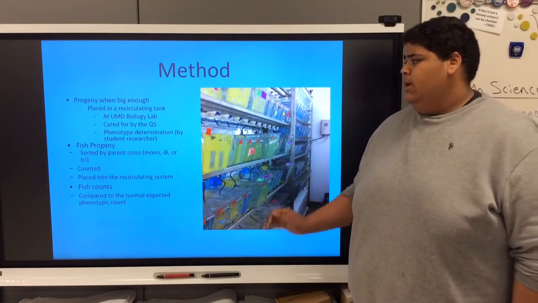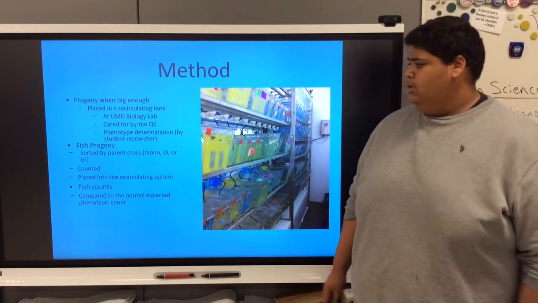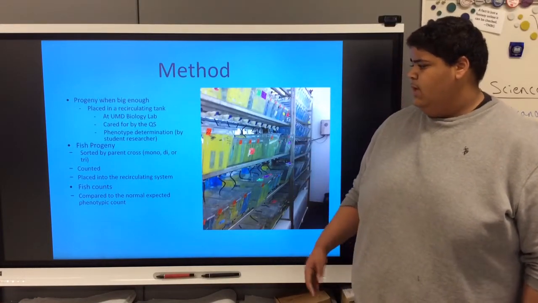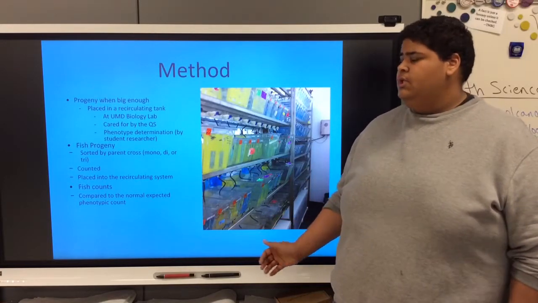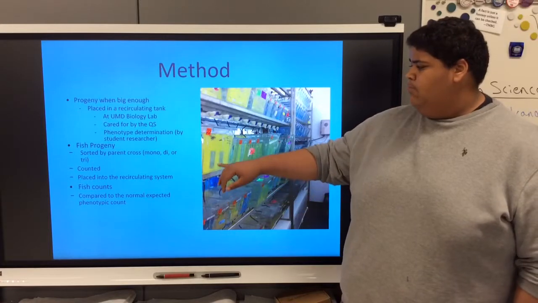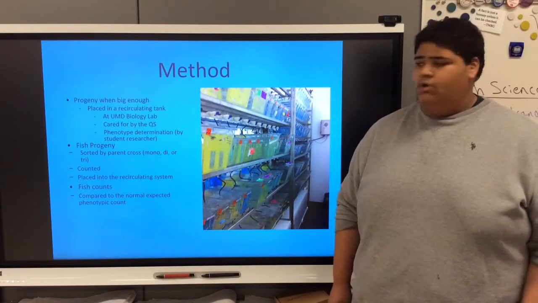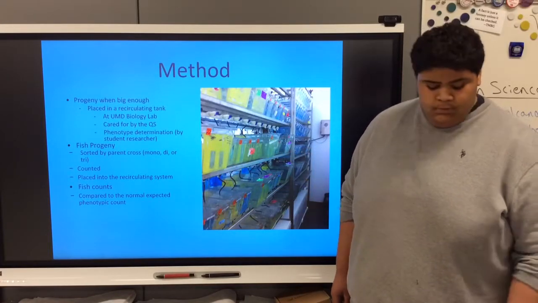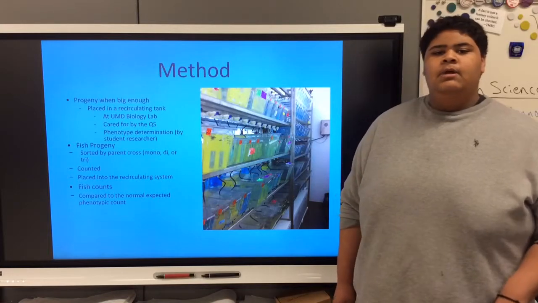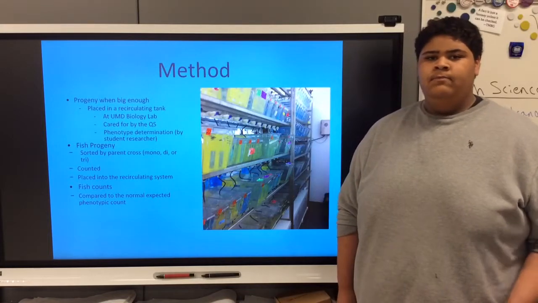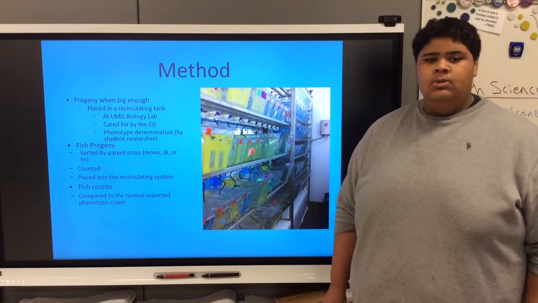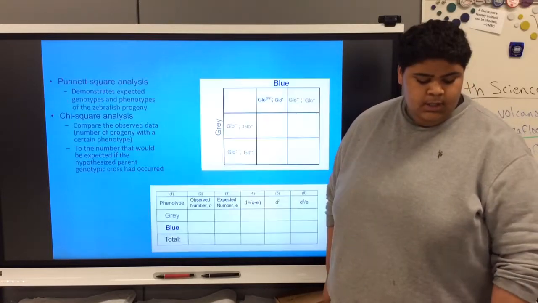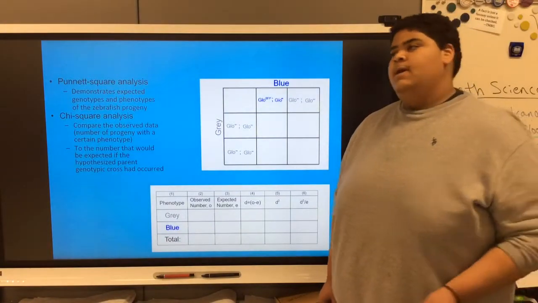When the progeny were big enough, I determined their sex and their genotype, and I sorted them by the parent cross, monohybrid, dihybrid, or trihybrid. I had to wait about 3 months for them to fully develop their color so I could determine their phenotype. During those 2 to 3 months, they were in the care of the qualified scientists.